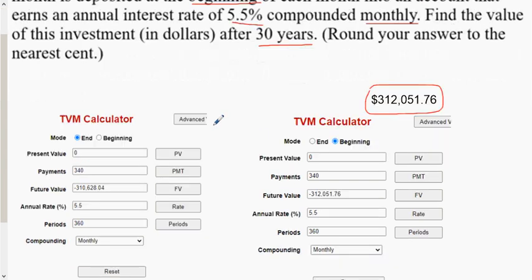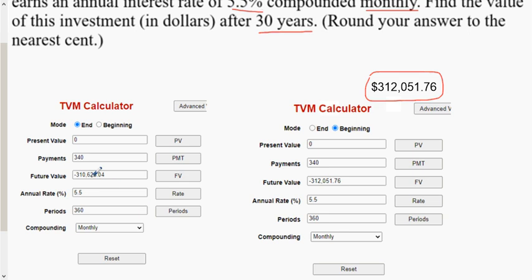$312,051.76. But I did want to show you this, that if you put everything in correctly, you're starting with 0, your payment is $340. This, of course, would be blank to start with. Interest rate, 30 times 12, 30 years, 12 months in a year, 30 times 12 is 360. You can see everything is the same except what the future value comes out to be here, okay? And you can see as well that I didn't put a negative. I should have put a negative when I did these, but that's okay. Hopefully you realize that if you don't put a negative here, you just end up with it there.